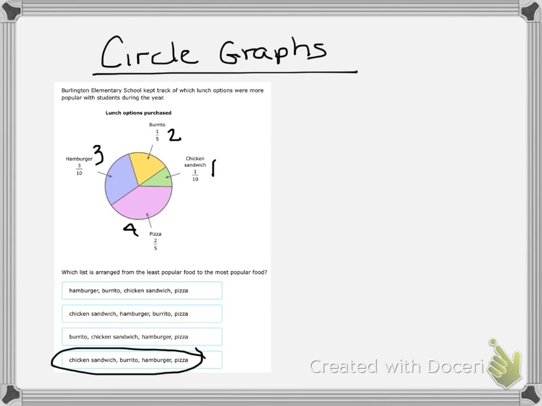And just to be sure, I'm going to work it out mathematically as well. I'm going to make all of them into tenths here. So the pizza is 4/10 when I multiply the numerator and denominator by 2. The burrito is 2/10 when I multiply the numerator and denominator by 2. So that makes sense. We have 1/10, then 2/10, 3/10, and last is 4/10.